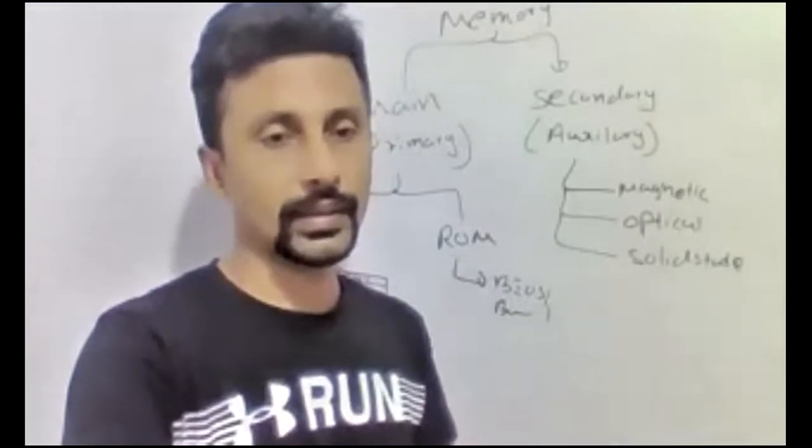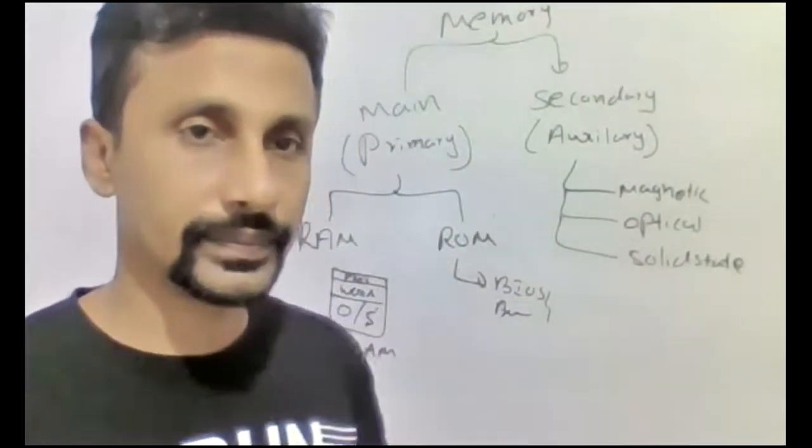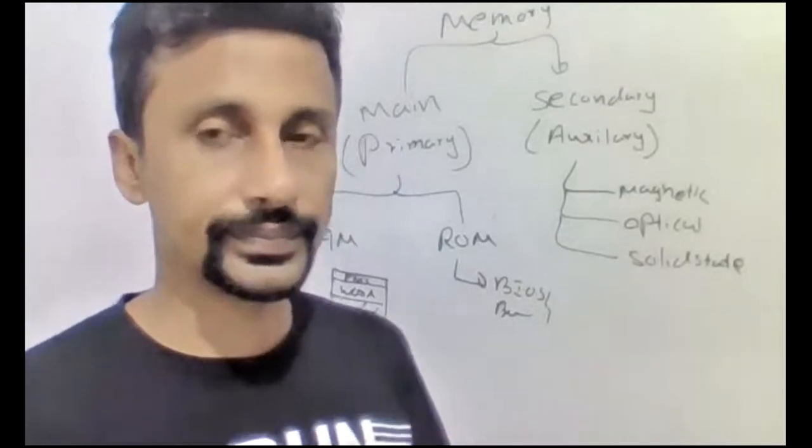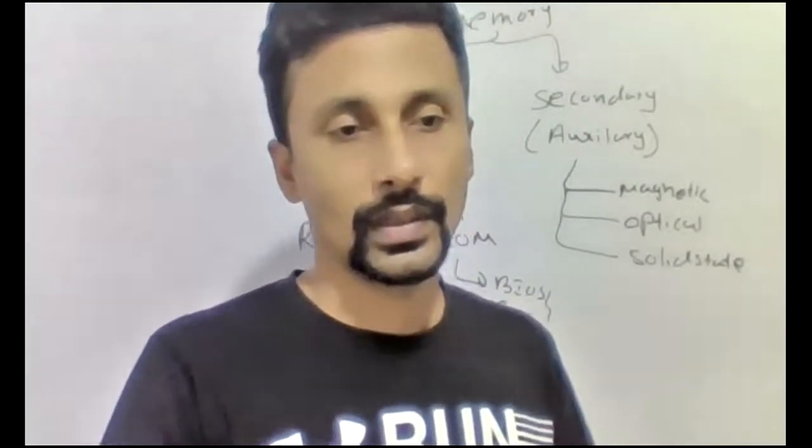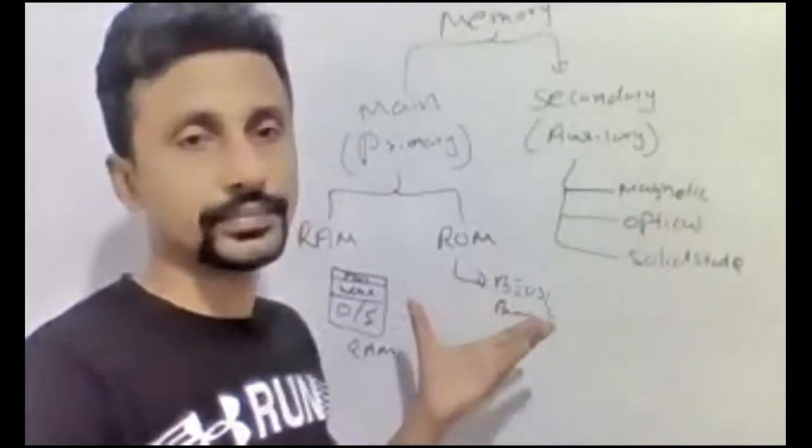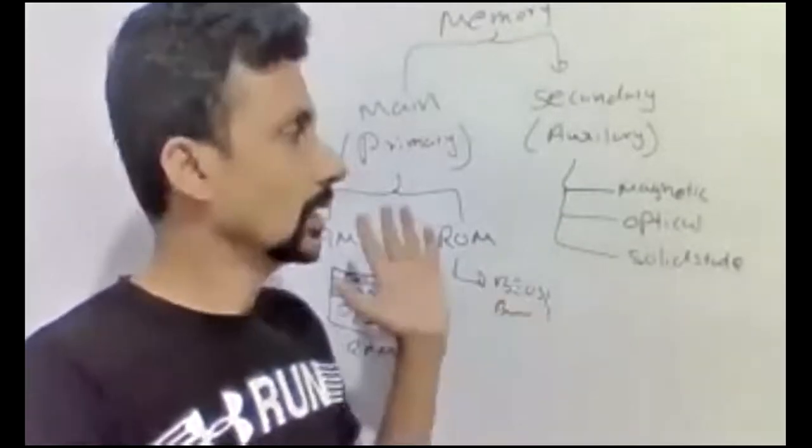Okay, write down under memory. There is computer memory. Under that, write down: computer memory can be divided into different categories as follows. Take this down. I will explain one by one later. First you take it down.